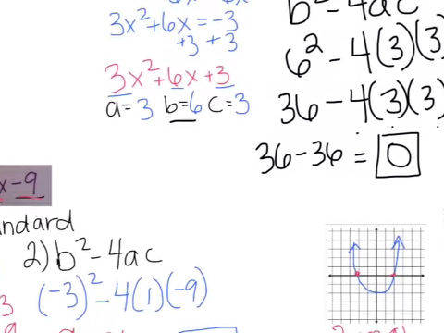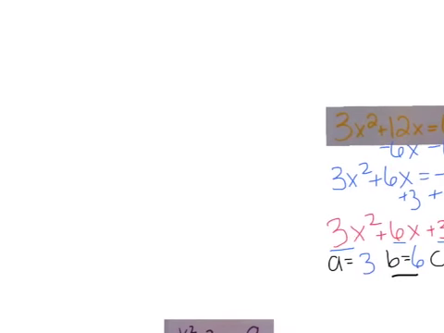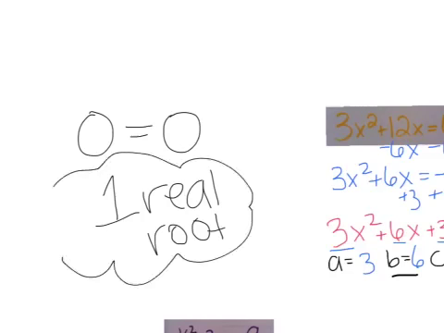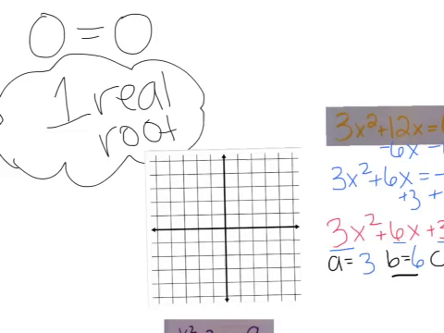So now we've solved for the discriminant. The discriminant is equal to 0. Since it is equal to 0, that means you're only going to have one real root. If you were to graph this, the graph would touch the x-axis, but it would only touch it in one point because you only have one root.